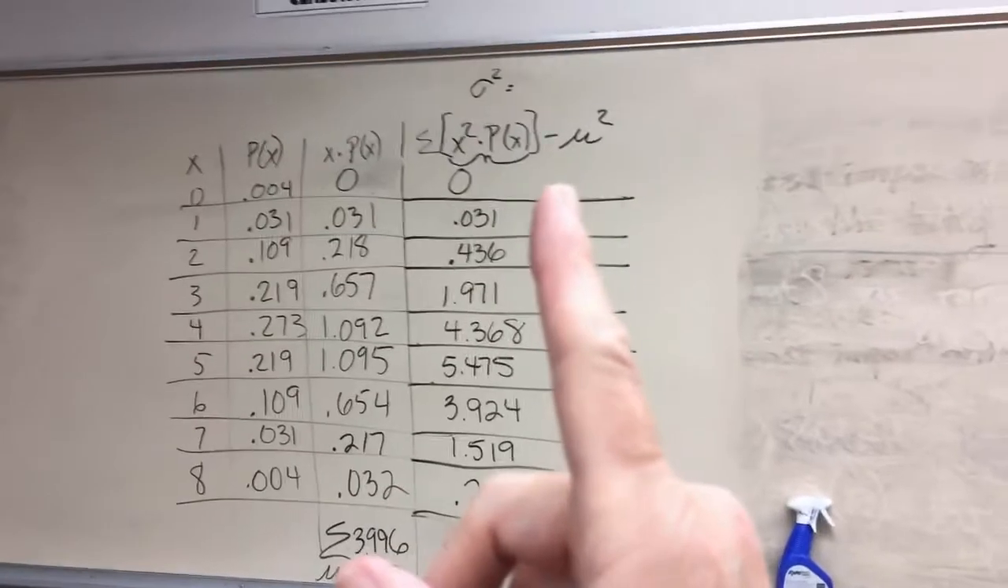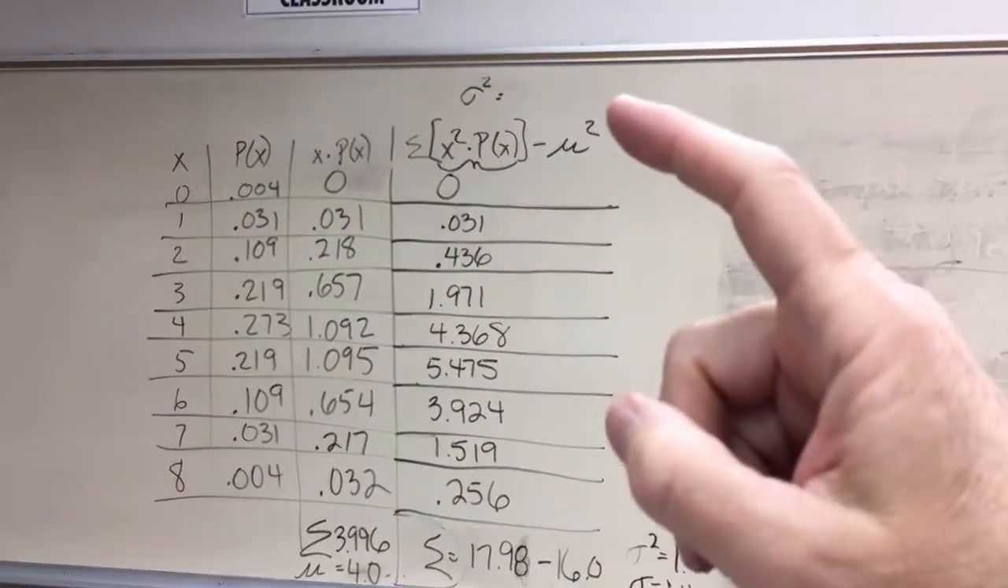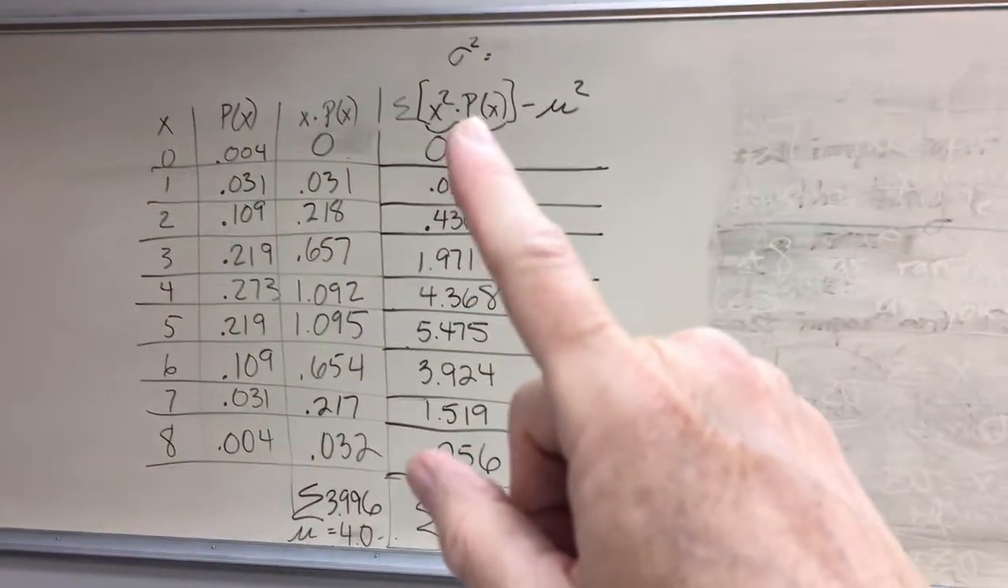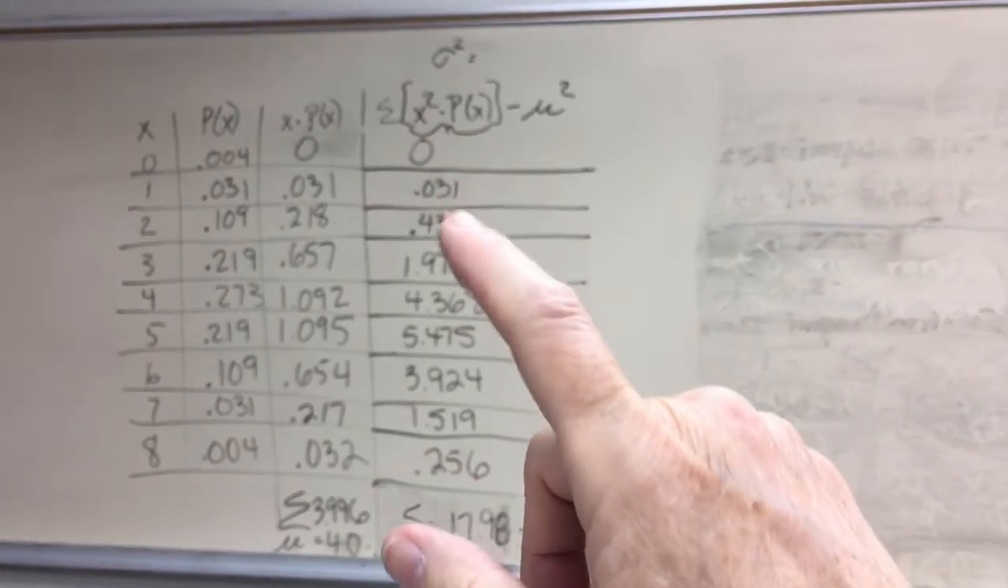Then I came over here and I'm using the easier to calculate formula for my variance. I let this column be this little part here, x squared times p of x, and again I did that in my calculator. I used L4 for that.